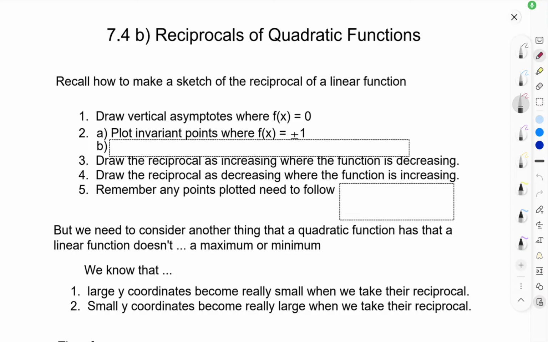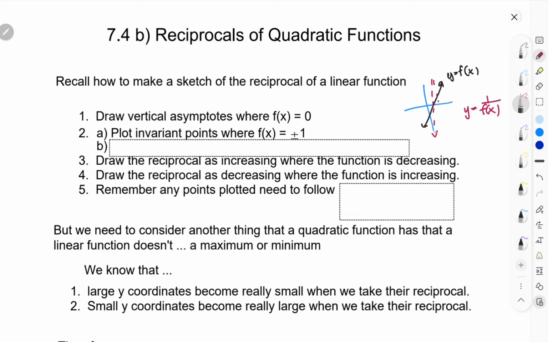Right, we're going to continue on talking about reciprocal functions with quadratic reciprocal functions. So we already analyzed linear functions. Remember we said that any linear function, right, straight line, we can draw the reciprocal, where this is f of x, we can draw the reciprocal, 1 over f of x, by doing the following. First, we need to make sure we draw vertical asymptotes wherever we have x-intercepts.